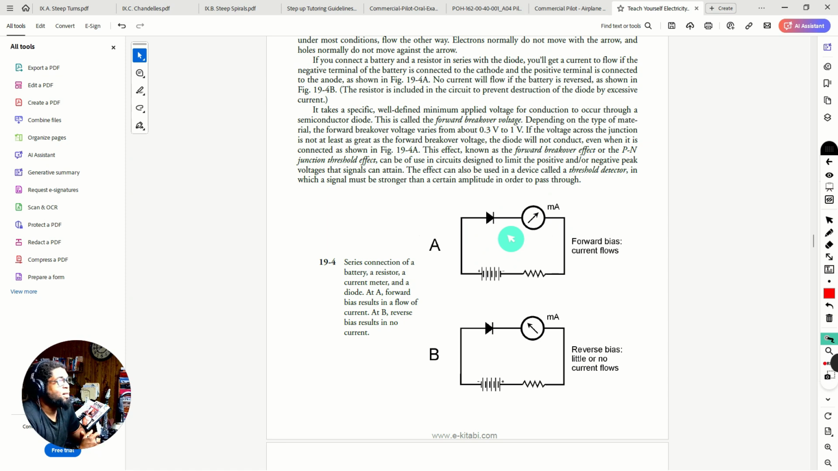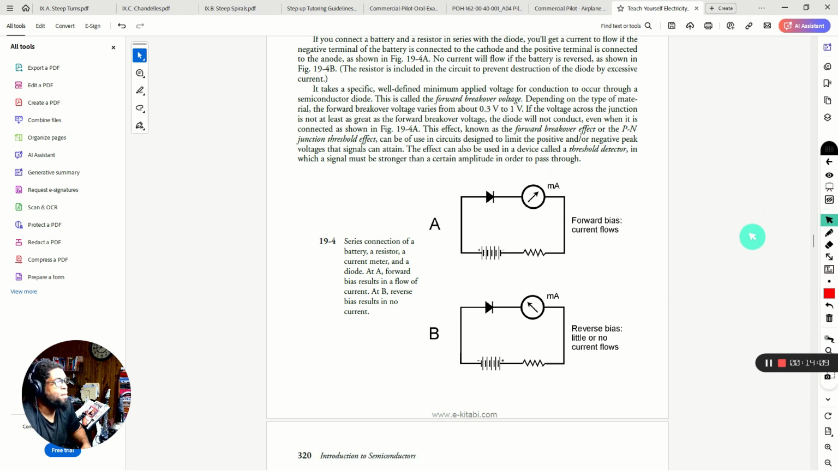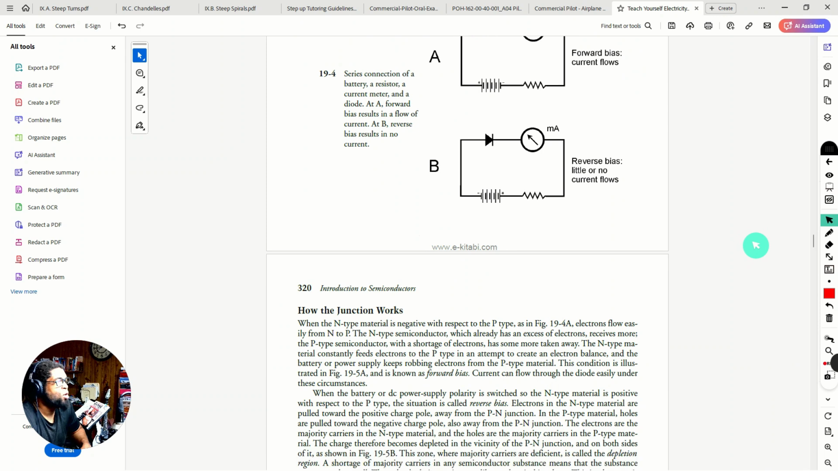This effect, known as the forward breakover effect, or the PN junction threshold effect, can be used in circuit designs to limit the positive and negative peak voltage that the signal can attain. The effect can also be used in a device called a threshold detector, in which a signal must be stronger than a certain amplitude to pass through it. That's like a signal detector circuit that we've probably looked at when we've flipped through some of those schematic books, those circuit books. So let's continue with this.